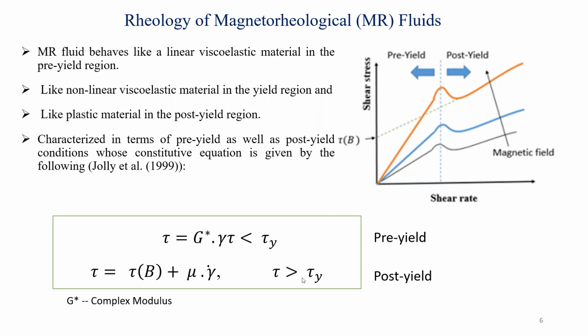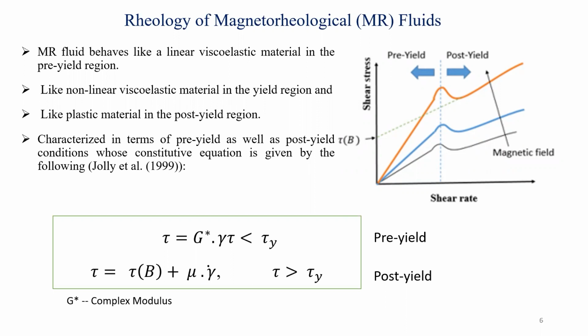This is gamma dot, as tau is greater than tau y. Simply put, it will have two regions: one is the pre-yield region and the other is the post-yield region. And here the shear stress equation is not simply mu into dou u by dou y, or dou u by dou r in a cylindrical coordinate system, or whatever dimension you take. Here you have to take mu into the shear strain rate, instead of just the shear rate.